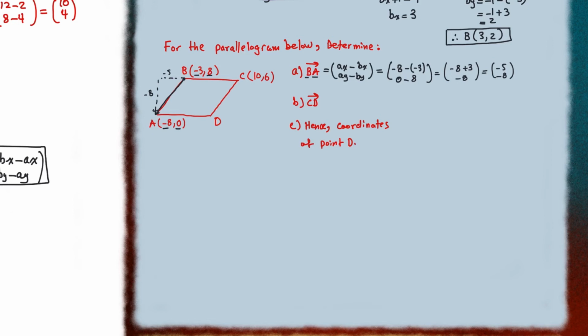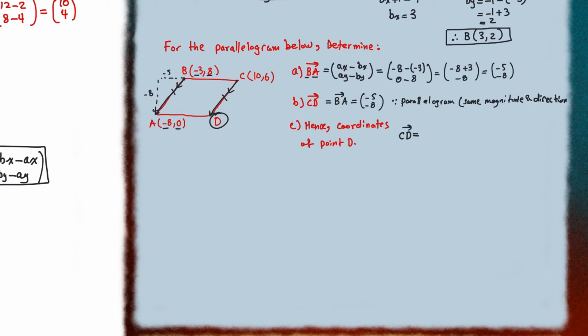For part B of the question, vector CD originates at C and terminates at D. We can see that the two sides of the parallelogram are the same in terms of magnitude, and they're going in the same direction, meaning vector CD is equal to vector BA. We know vector BA already, it's negative 5, negative 8 from the last question, and this does make sense because it's a parallelogram, meaning that the two sides have the same magnitude and the same direction.